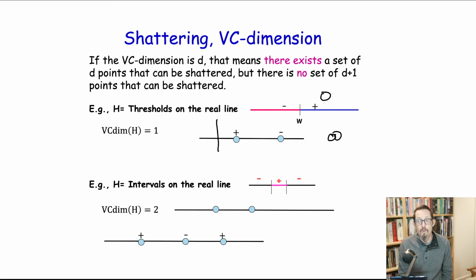For intervals on the real line, the VC dimension is 2. We can take an interval and go around, or we can do that. That's the positives. But we can't, with an interval, deal with this situation, because if we did our interval like this, both of these would be negative. Likewise, here, both of these would be negative. So we can't get this positive, negative, positive.